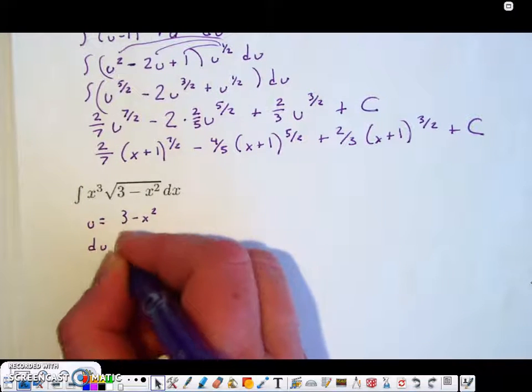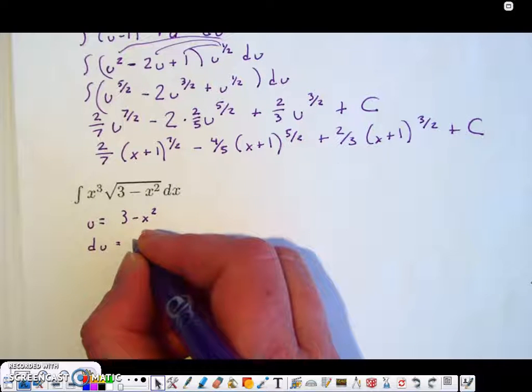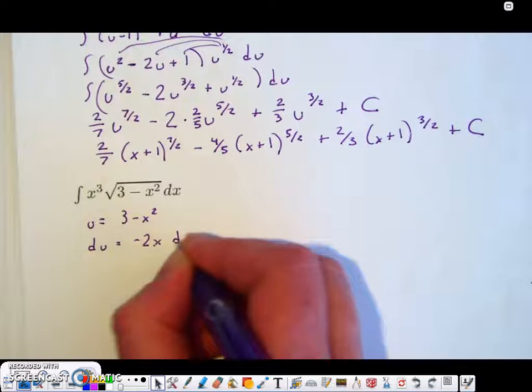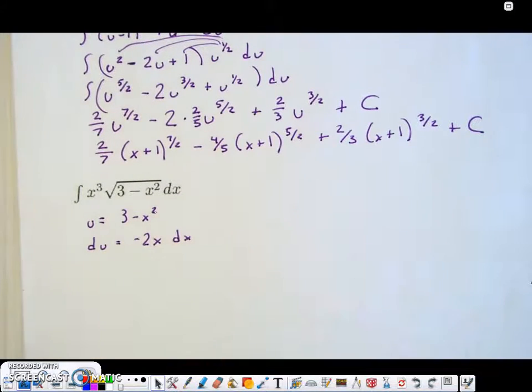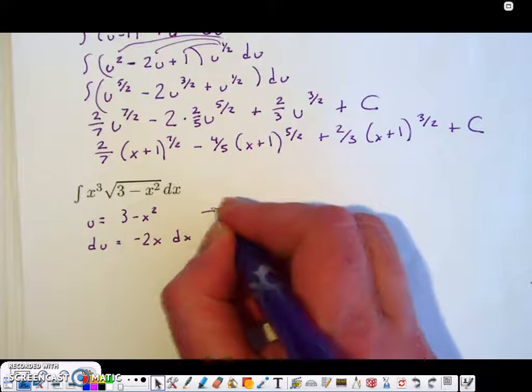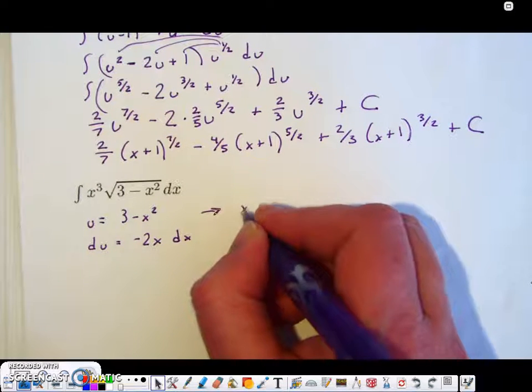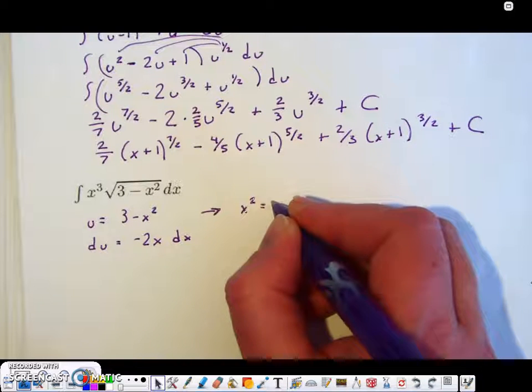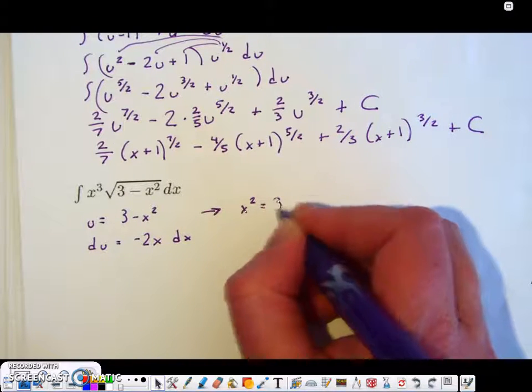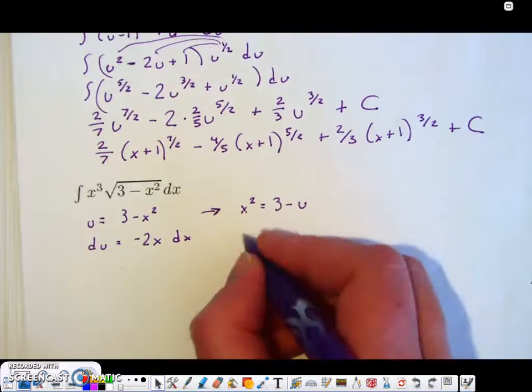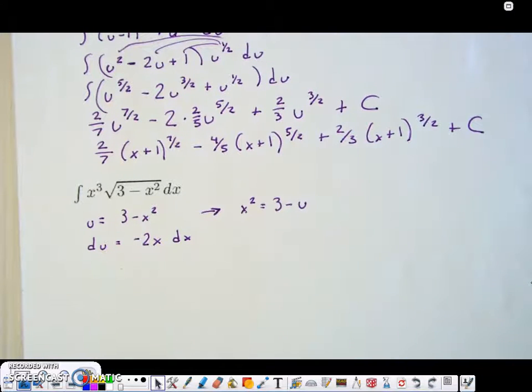Du? Okay. Now, you can solve for x. You can also solve for x squared. It kind of depends. What's the most useful? Okay, so x squared, if I solve for x squared, what would that be? Okay, and I think I may not even solve for that. Let's just see what happens.